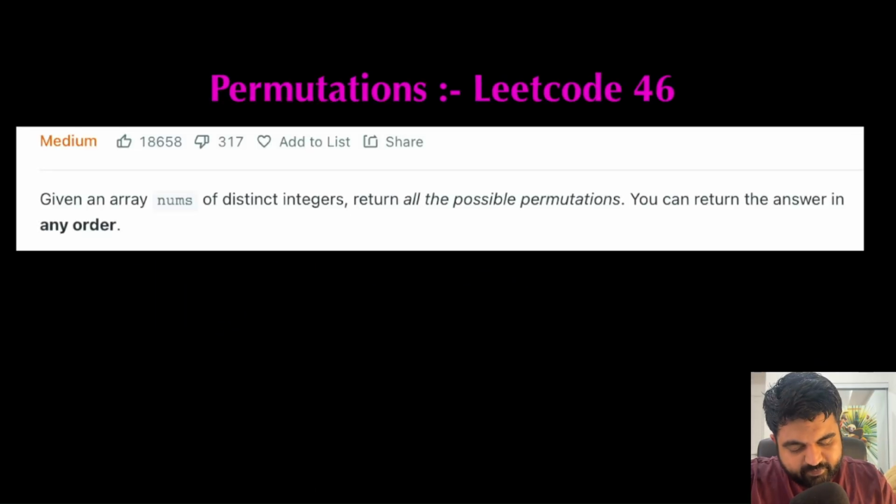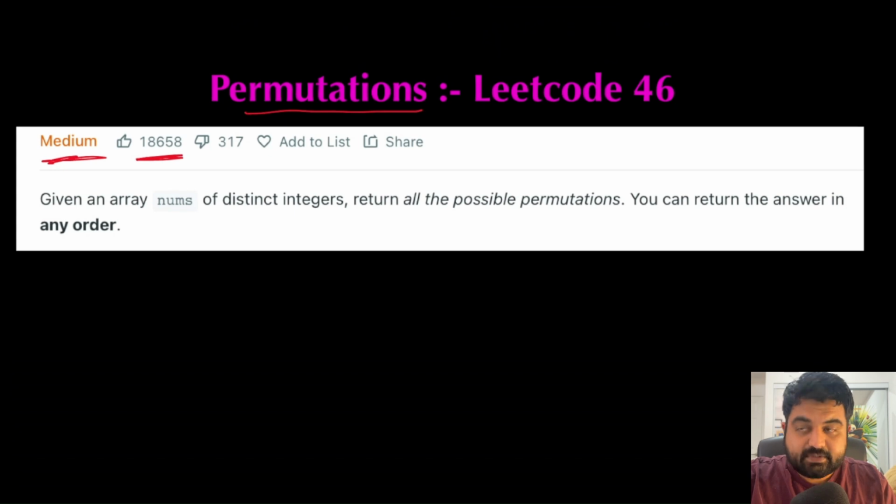Now the LeetCode problem we are going to solve is called Permutations, and we can see that this one is a medium problem and also an extremely well-liked problem. The statement is quite straightforward: we are given an integer array called nums of distinct integers, and we need to return all the possible permutations that we can make. And the good thing for us is that we can return the answer in any order.